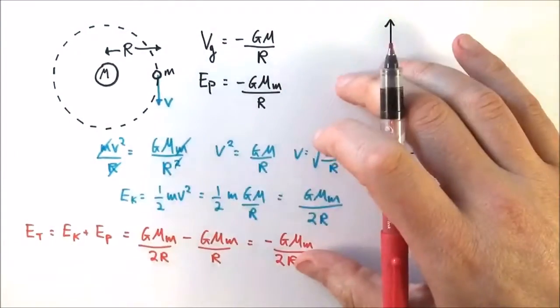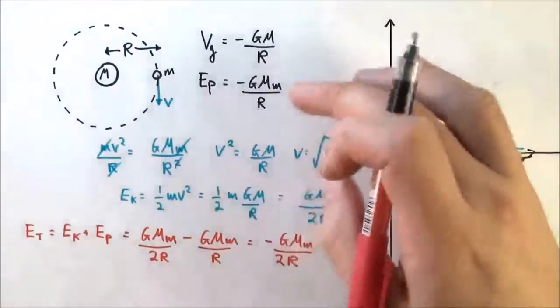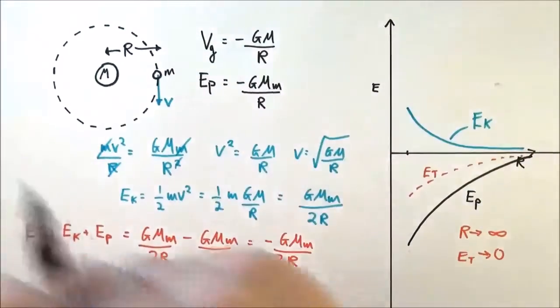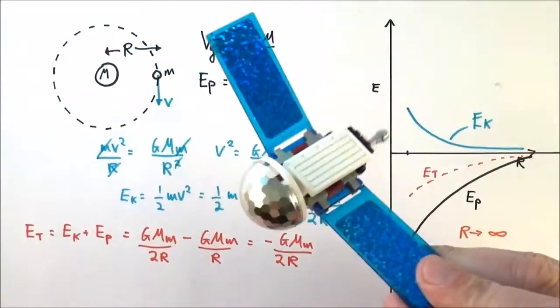So I hope that helps. This is really just some algebra showing the total energy of a satellite that is orbiting a planet. Thank you.